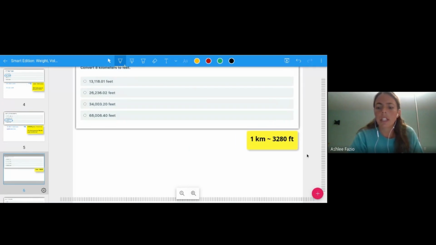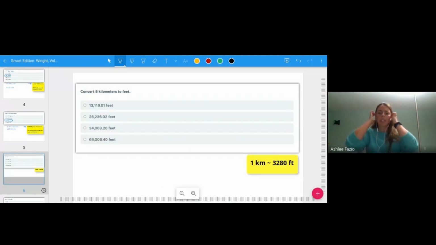So this one says convert 8 kilometers to feet. I have my conversion here. I know that 1 kilometer is approximately 3,280 feet. So I'm going to give you all a second to try to figure out what 8 kilometers would be and choose the most reasonable answer that you see here. If you're using a different strategy, again, feel free to share that. I'll give you about 15 seconds and then I will show you the correct answer. Cool.